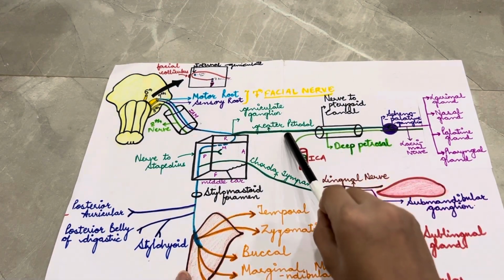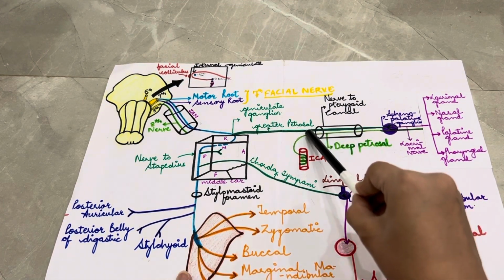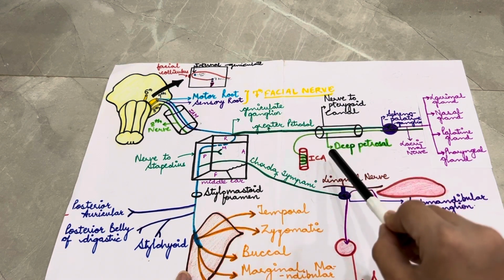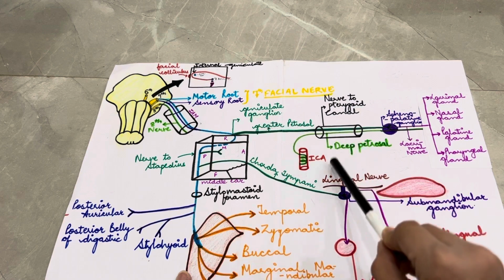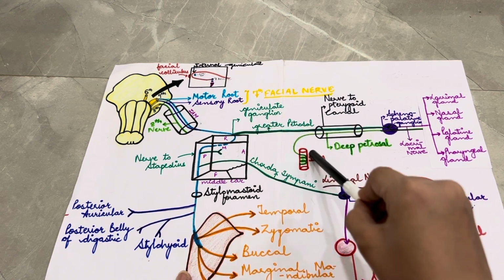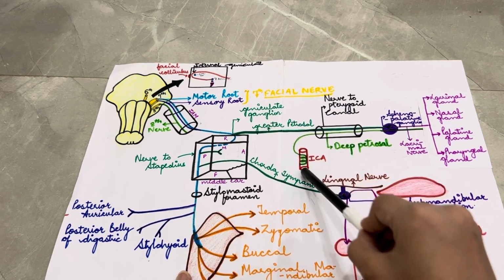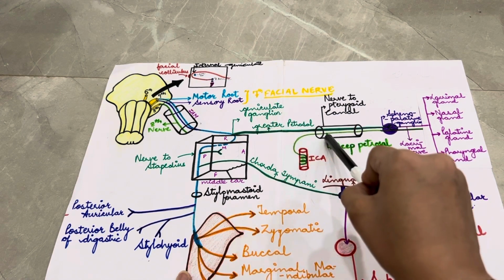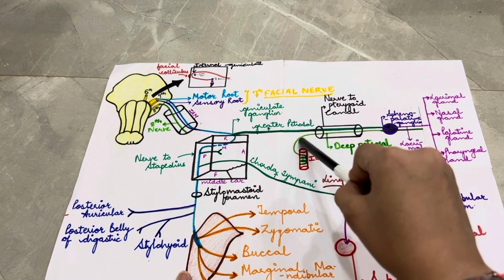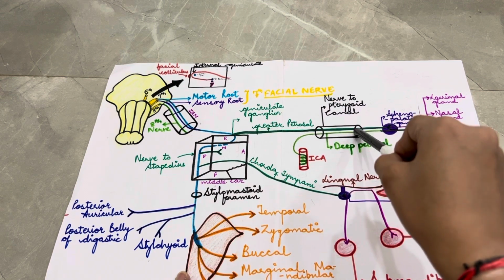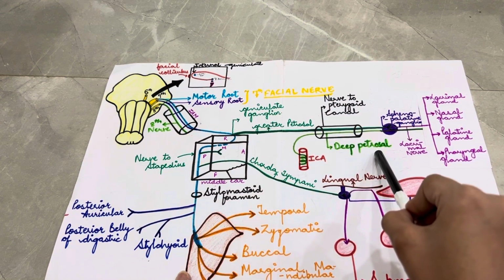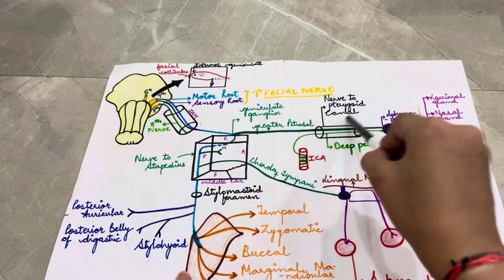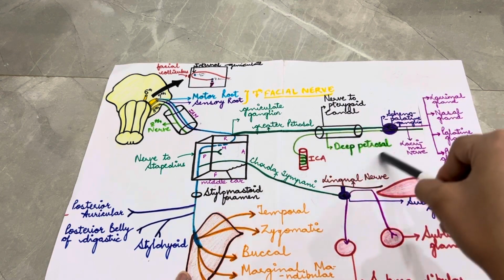And this greater petrosal nerve enters the pterygoid canal. There is one more thing, this deep petrosal nerve, which is surrounding the internal carotid artery, is also accompanying this greater petrosal nerve in the pterygoid canal. And both the deep petrosal nerve as well as the greater petrosal nerve in the pterygoid canal are known as the Vidian nerve.